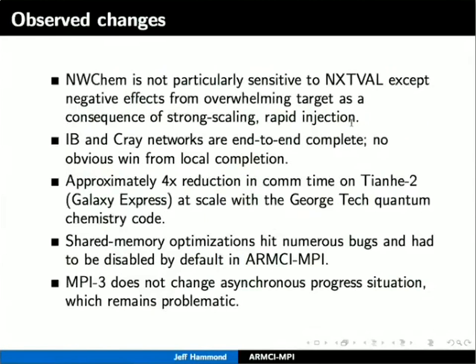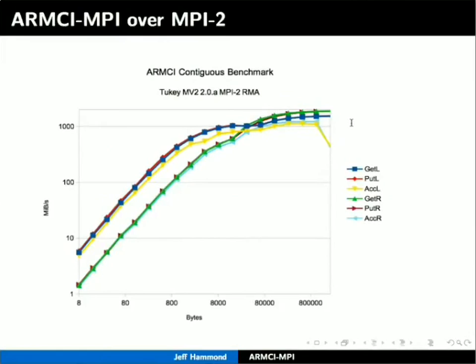So what we've observed, and I'm getting close to the end, hopefully I still have about 5 minutes, is some of the things that we did didn't change so much. In the case of the shared memory windows, I actually managed to hit essentially every bug in MVAPICH along the way, which of course went downstream into Cray MPI and MVAPICH. So I've had to disable it. So this is ARMCI over MPI-2. I'll show MPI-3 in just a second, and then I'll put them on the same deck where it matters.